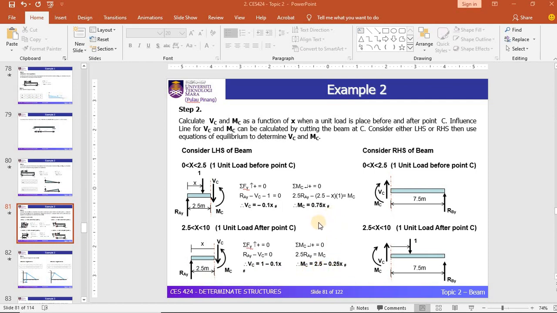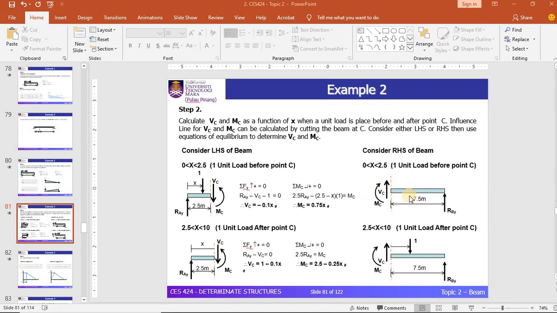Okay, so what about if you consider the right hand side diagram? For the first range, which is 0 to 2.5, you can see that there is no one unit load available in this diagram, since this range is beyond the point C. So beyond the point C, meaning that the one unit load is somewhere here.